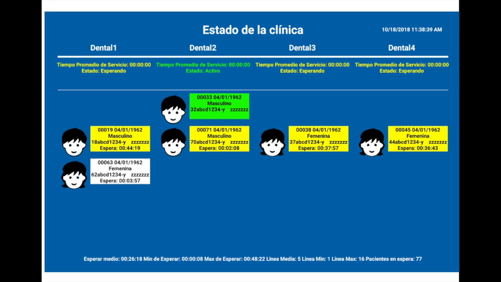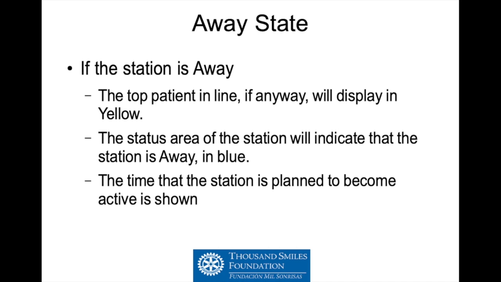Here we see a screen showing 4 stations: Dental 1, Dental 2, Dental 3, Dental 4. Dental 2 is currently active. This is because the topmost patient is showing in green. Dental 1, Dental 3, and Dental 4 are all waiting for a patient to be taken to them by a runner. If the station is away, the top patient in line will display in yellow.